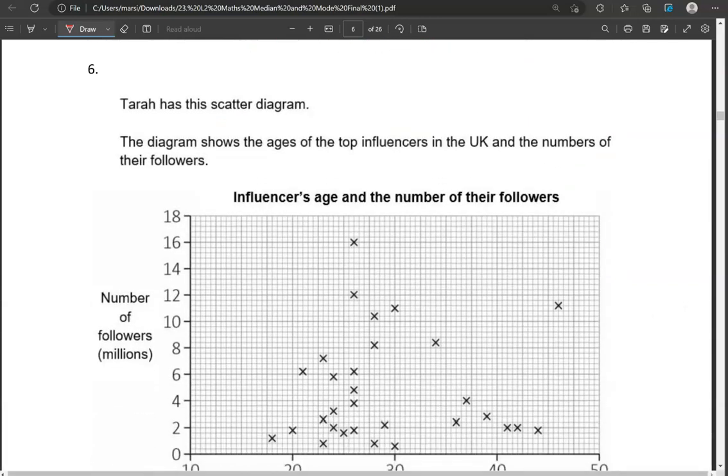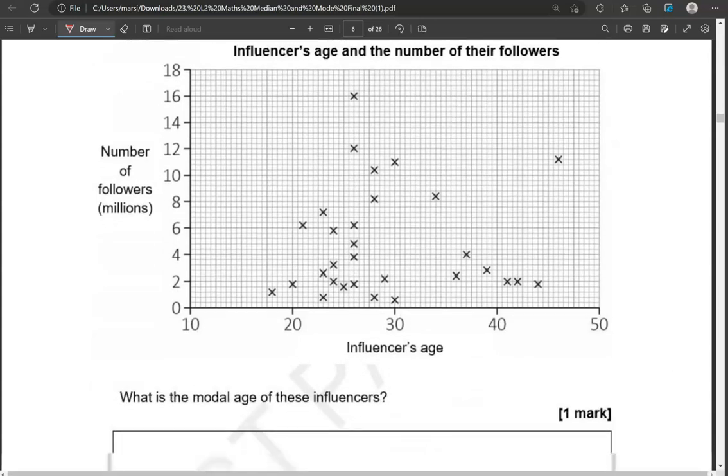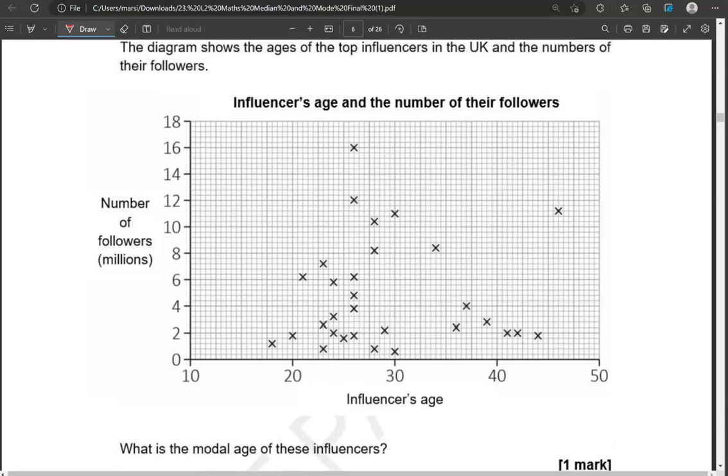Tyra has this scatter diagram. The diagram shows the ages of the top influencers in the UK and the numbers of their followers. What is the modal age of these influencers? So modal, that is the number that occurs mostly. So we're looking at which of these ages has the highest number of crosses.